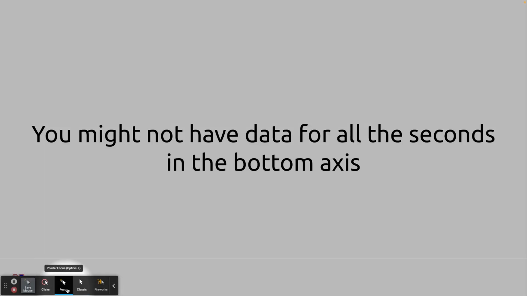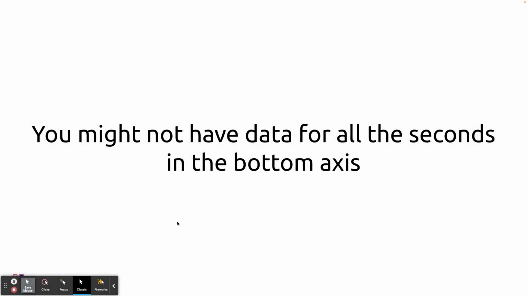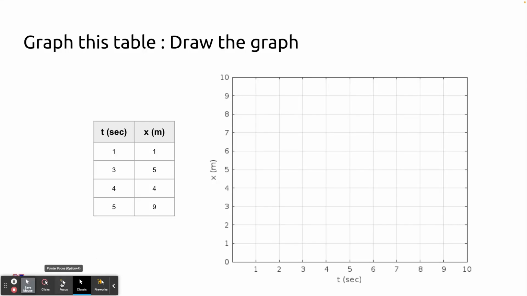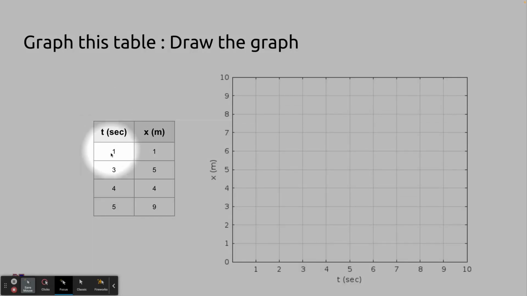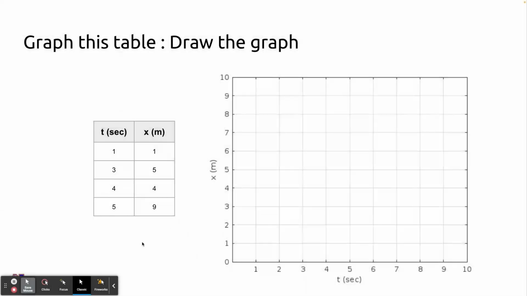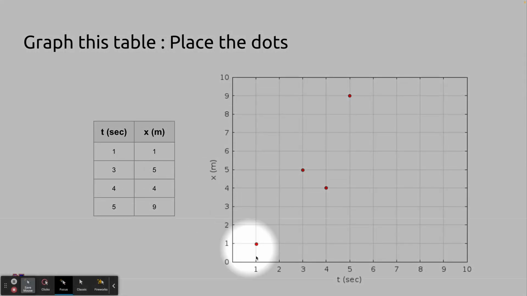All right, so what if you don't have all the data for all the seconds? You can still make a graph. So here's an example. We've got 1, 3, 4, and 5 seconds. We're missing 2. We've got 1, 5, 4, and 9 meters for the displacement of x. And so we put down the dots, right? So 1, 1 is here. 3, 5 is here. Here's the 3. 4, 4 is here. And 5, 9 is here.